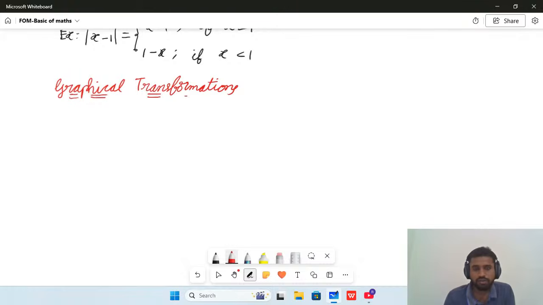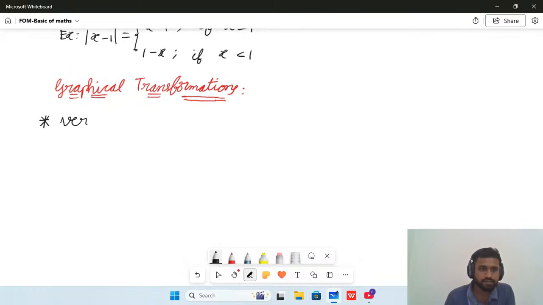The vertex of the graph of this modulus function will always be at a critical point. Just remember this point. This is very useful while drawing the graph of a modulus function. Vertex of modulus will always be at a critical point. Please note down this point.